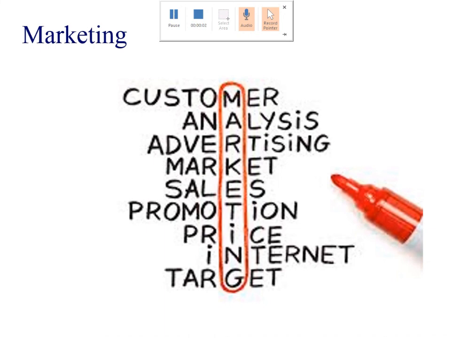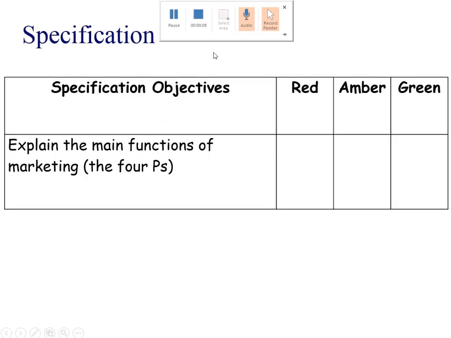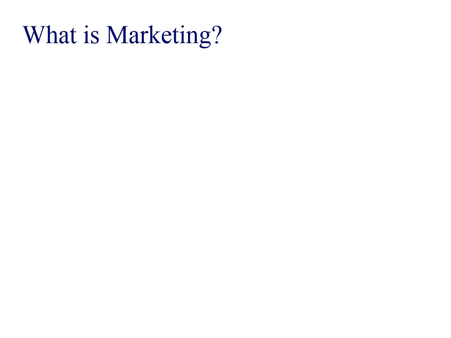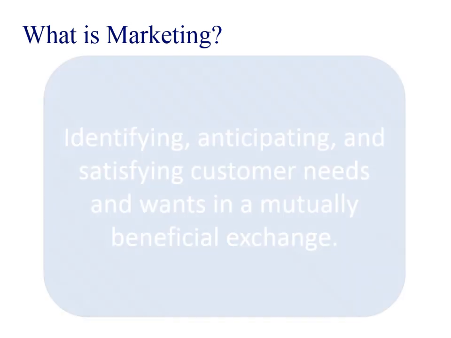So marketing, quite a big topic for Unit 1. And so just a general overview of what marketing actually is to start off with. There we go. So we just need to know what the main functions of marketing are. We don't need an in-depth analysis of these 4 Ps because that comes in Unit 2, but it's good to have a good overview. So what is marketing to start off with?